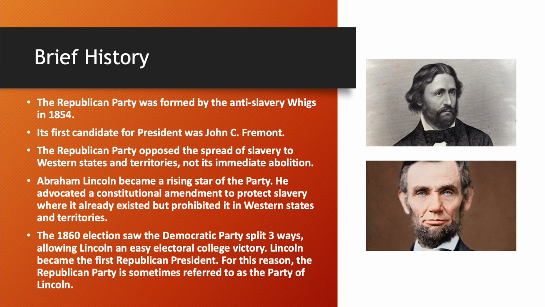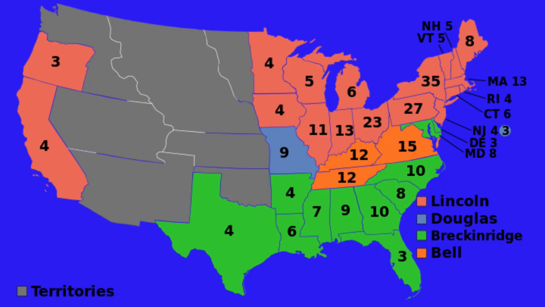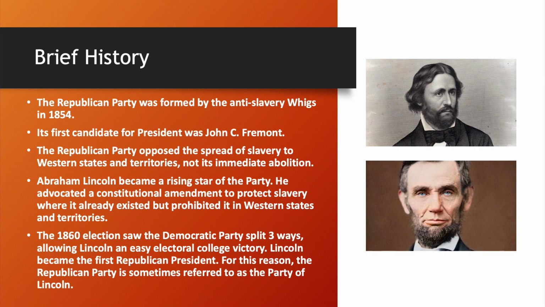However, in 1860, the Democratic Party was split three ways between Stephen Douglas, John Bell, and John Breckinridge. This allowed Abraham Lincoln, only the second Republican ever to run for president, to actually win the election. And so Lincoln is the first Republican president.